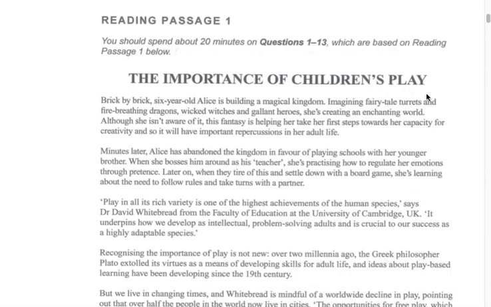We have already read the title, so let's start reading. But in the exam you do not have to read, you just have to scan quickly and look for the answers. So, brick by brick, Alice is building a magical kingdom, imagining a fairy tale, turrets and fire breathing dragons, wicked witches and gallant heroes. She's creating an ancient world. Although she isn't aware of it, this fantasy is helping her to take the first step towards her capacity for creativity. Again, I will read this part again.